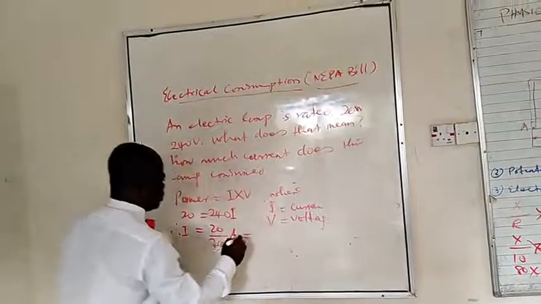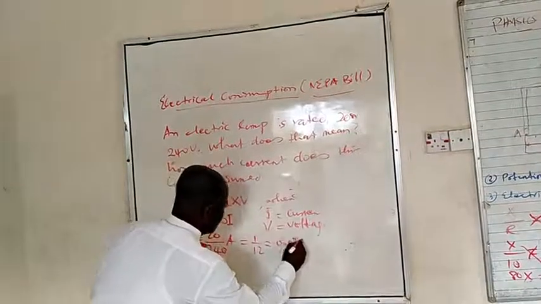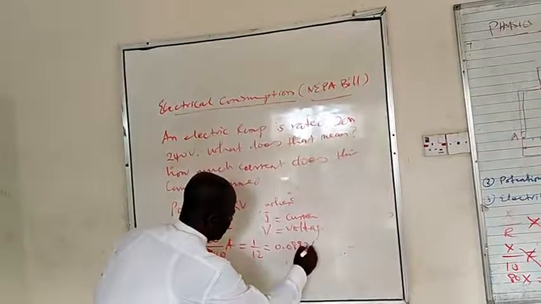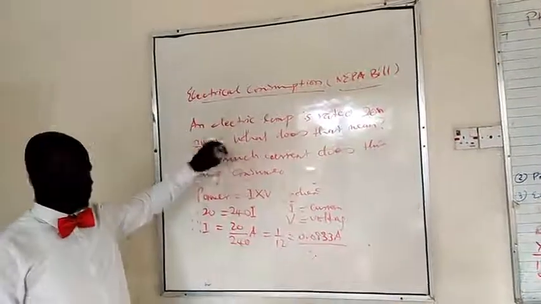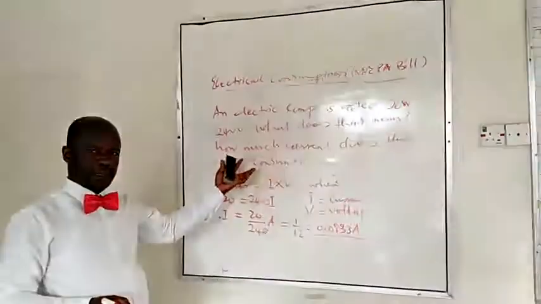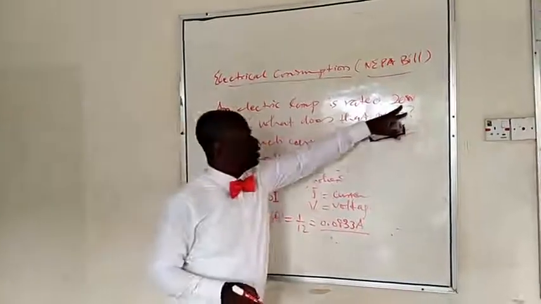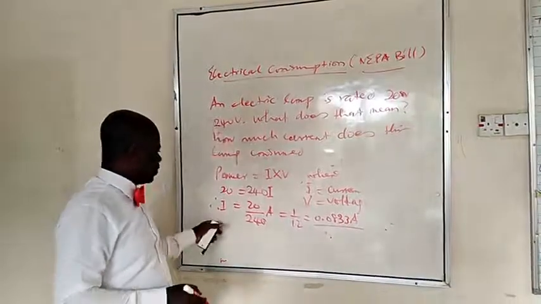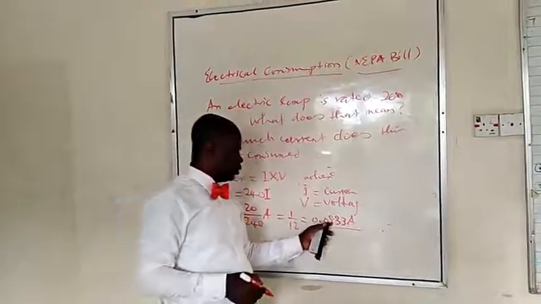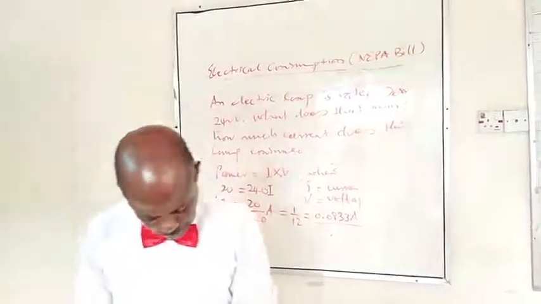amperes. This is equal to 1 over 12, which is equal to 0.0833 amperes. That's the current that flows in the lamp. That's how much the lamp can consume, and the power is 20 watts, while the voltage is 240, and that lamp can take a current of about 0.0833 amperes.